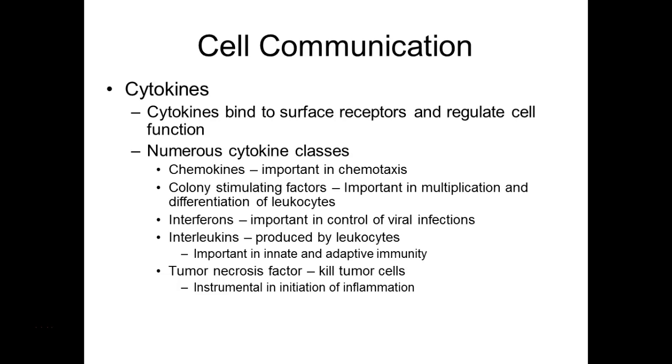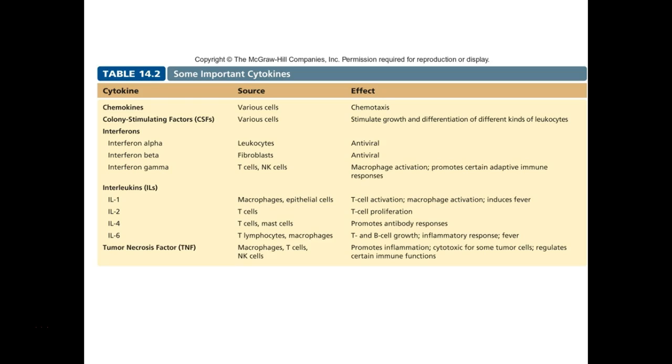So definitely we want an understanding of these general classes. These are very important. But we're not going to memorize individual cytokines like they have listed here on this table, like, for instance, IL-1. We're not memorizing that it comes from macrophages and epithelial cells, and it's going to activate macrophages and T cells and induce fever. We're not going to go to that level. We're going to stay at this level: general categories.